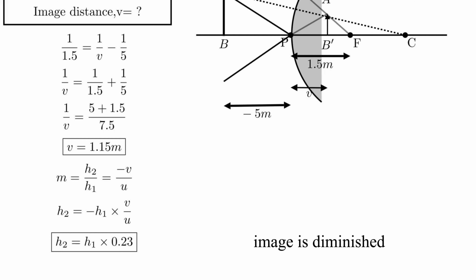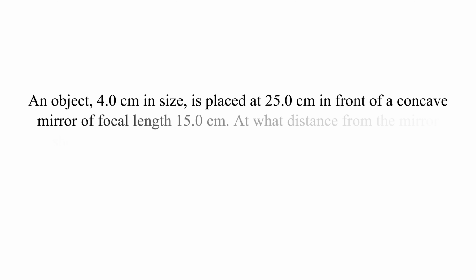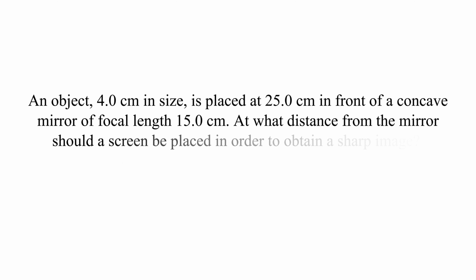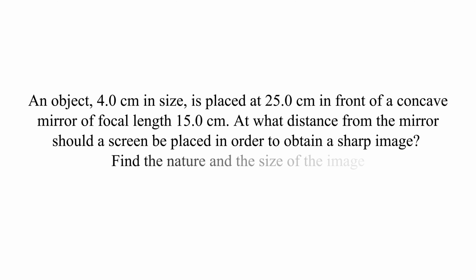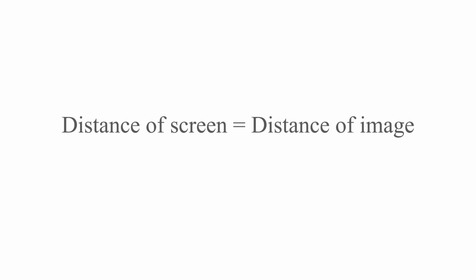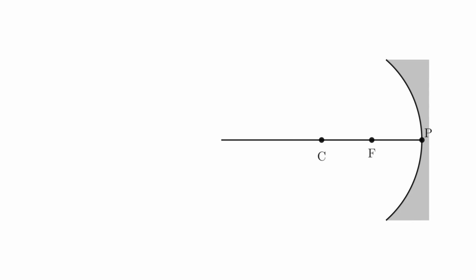Moving on to the next problem. The problem states, an object 4 cm in size is placed at a distance of 25 cm in front of a concave mirror of focal length 15 cm. At what distance from the mirror should a screen be placed in order to obtain a sharp image? Find the nature and size of the image. The distance of the screen basically means the distance of the image from the pole. We will again make use of the mirror formula, but first let's draw the ray diagram for the problem.